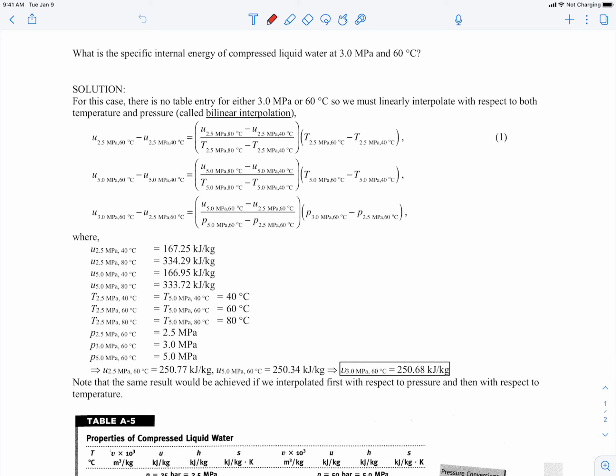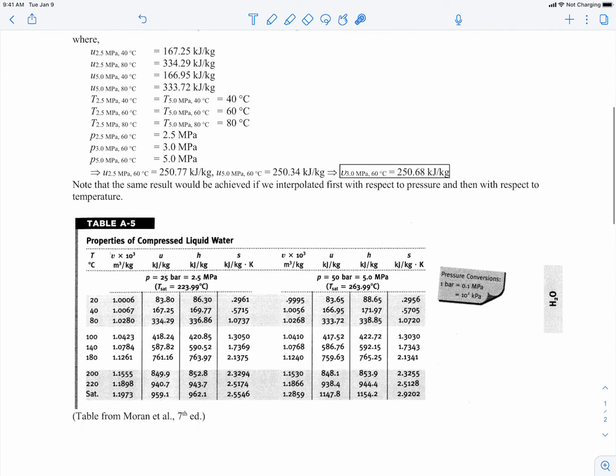In this example, we're asked to find the specific internal energy of compressed liquid water at a pressure of 3 megapascals. We'll assume that's an absolute pressure, and a temperature of 60 degrees C. So in this example, I'll just refer to the solution since I'm going to need to refer to a table and do that rather than using a blank piece of paper.